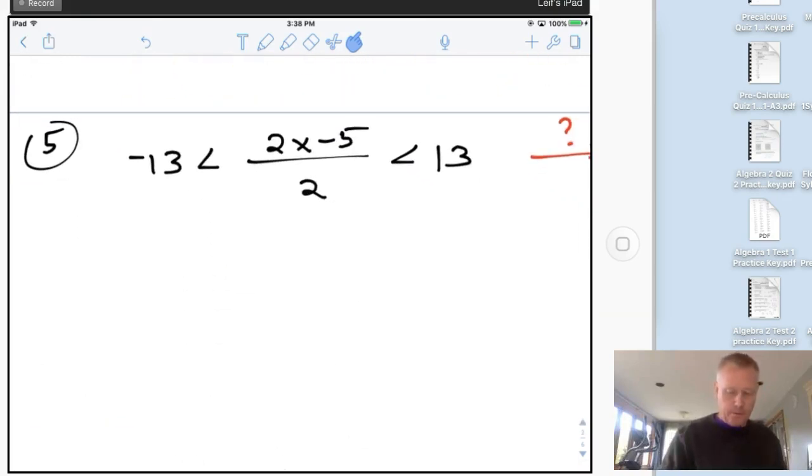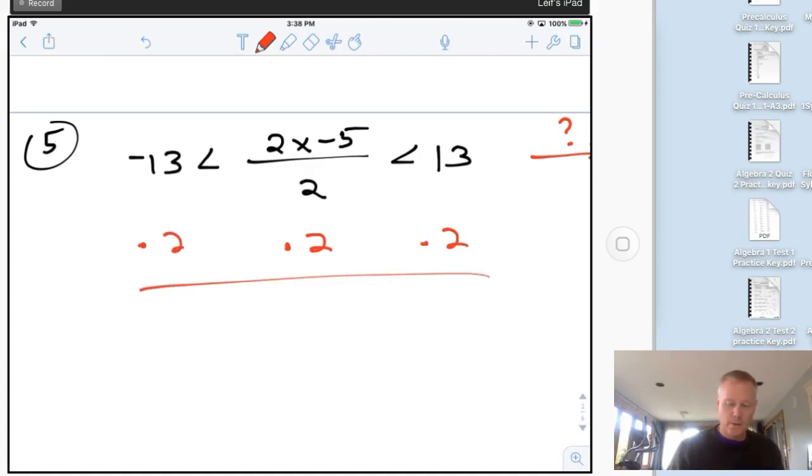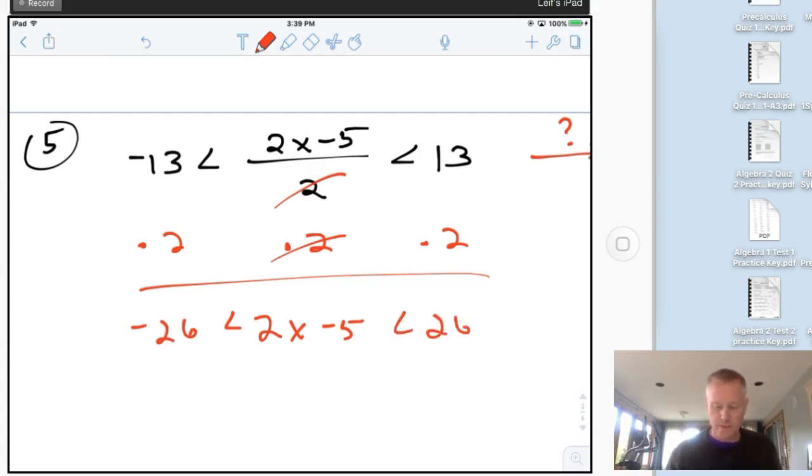Number 5, this one. All right, same idea. The only thing is it's got a fraction in the middle, which means I want to get rid of that first. So the opposite of dividing by 2 is multiplying by 2. These cancel. Then I'm left with the 2x minus 5. Negative 13 times 2 is negative 26. 13 times 2 is positive 26.